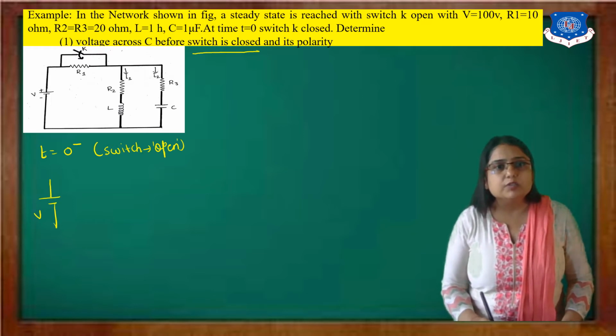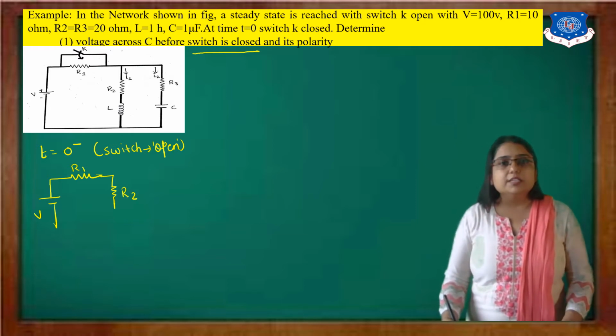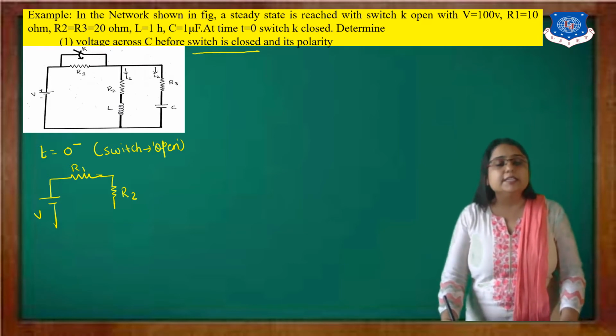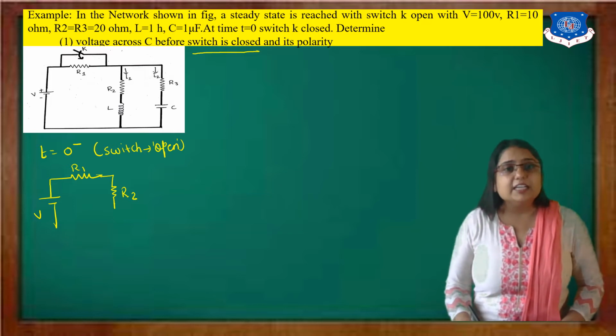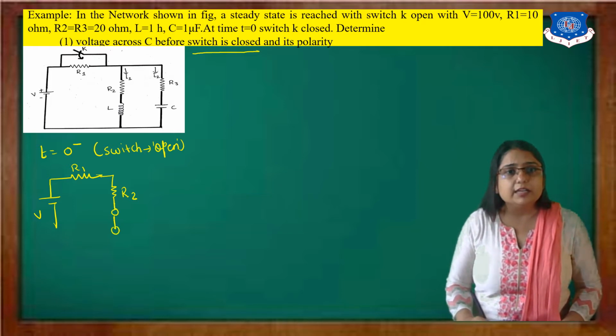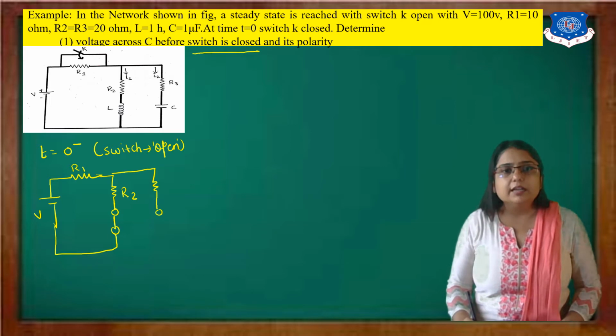Here voltage V, switch is open, so R1, then we have this resistor R2, and see one line is given to you, a steady state is reached. That means for an inductor in steady state condition, we have to consider this inductor as a short circuit like this, and the capacitor as an open circuit like this.